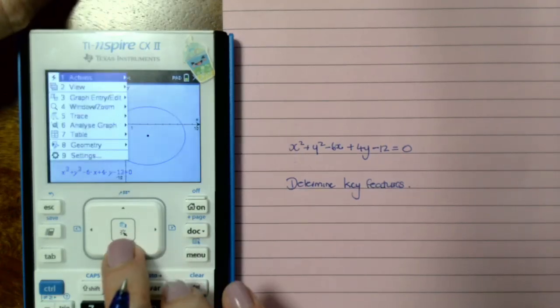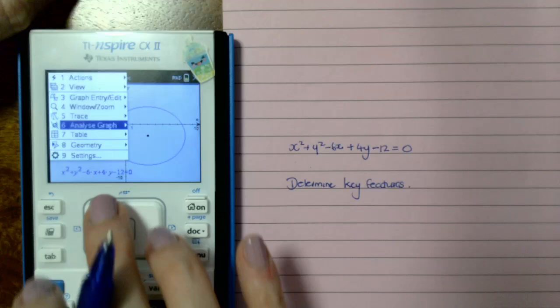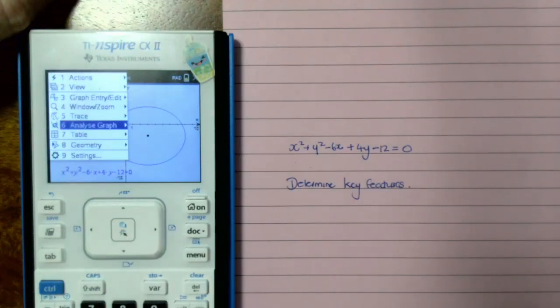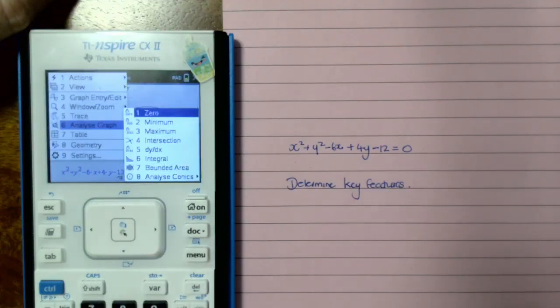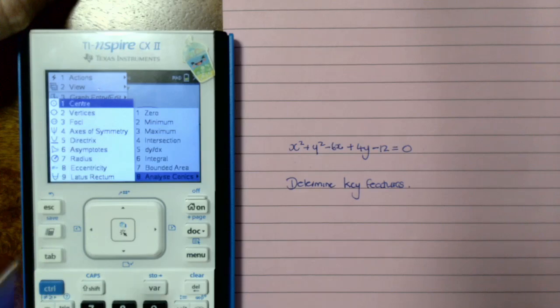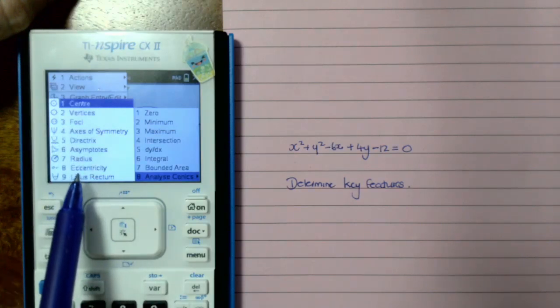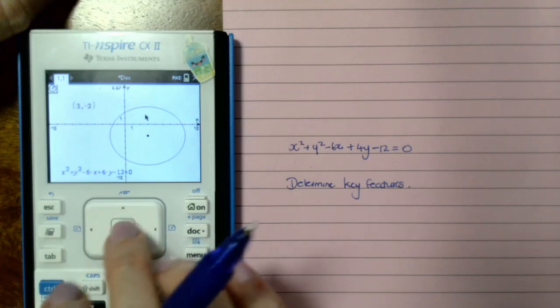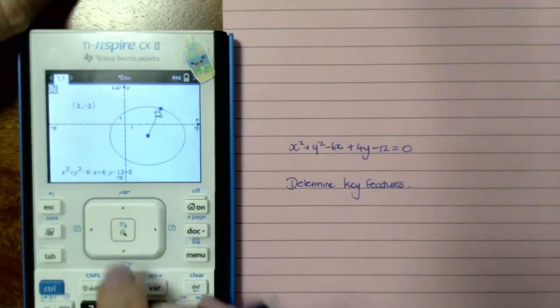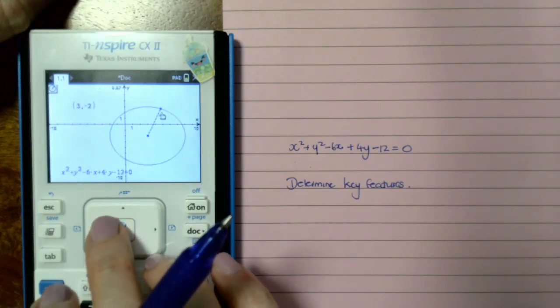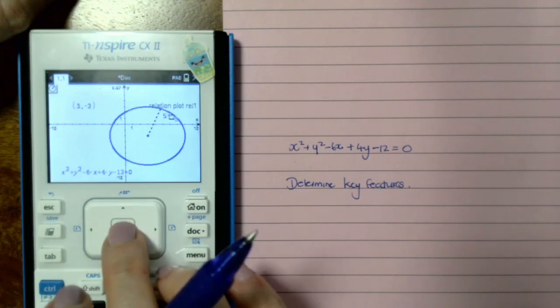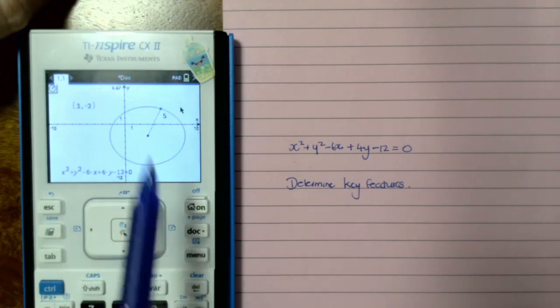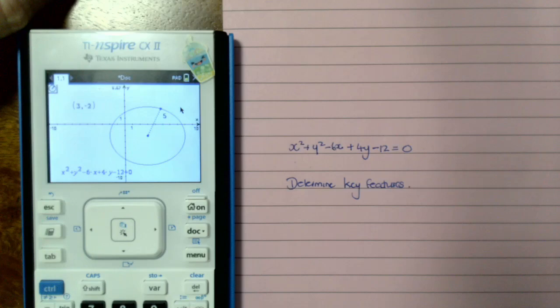I go back to Menu, Analyze, and I want to go down to Analyze Conics, and now I want to find the radius. Again, I just go and select the relation and click, and there I can see the radius is 5.